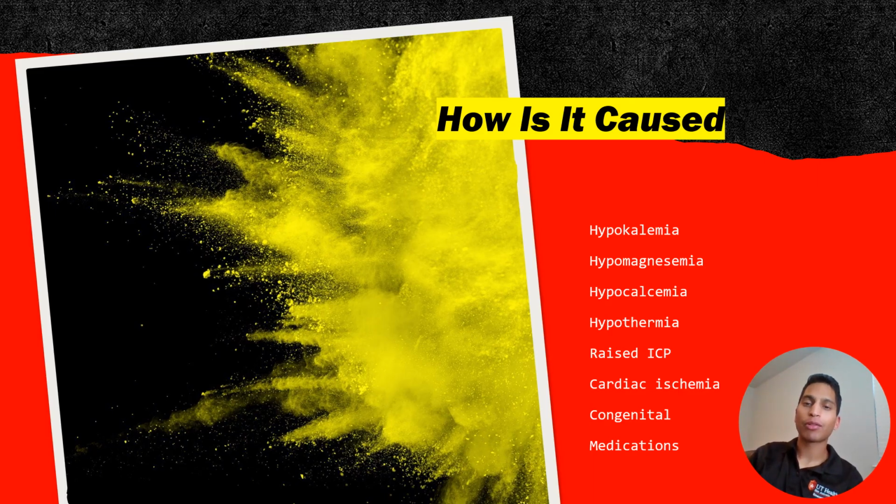So how do people have prolonged QT? A few different things can cause it. For one, it can be congenital. People can be born with just always having a longer QT interval. Other things that can cause it, if you think a lot of the hypos, you can look at electrolytes, so hypokalemia, hypomagnesemia, hypocalcemia. Hypothermia can also cause it, along with other things like cardiac ischemia or raised intracranial pressure. One big thing, though, that I want to talk about a little bit more is medications, and we'll talk about this a little bit on the next slide.